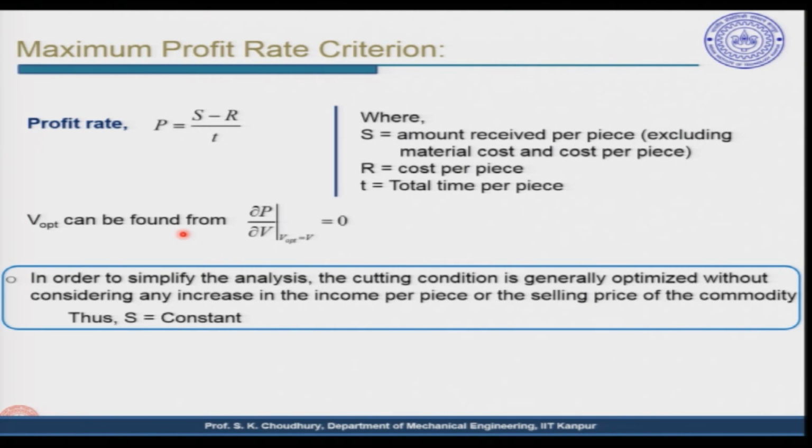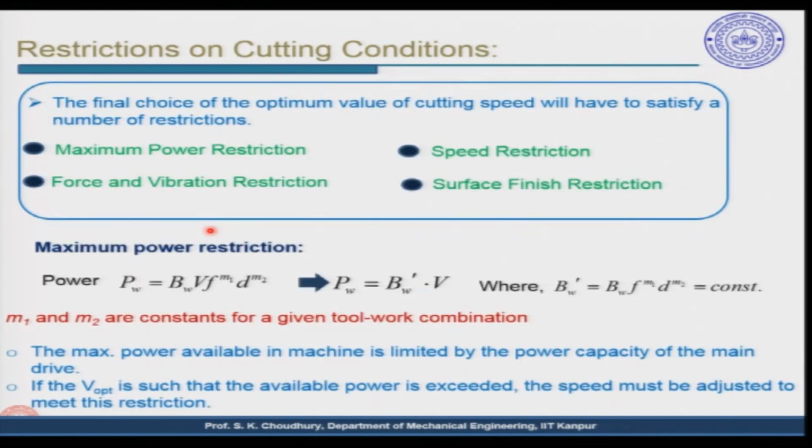Now, once we got these values of V optimum, it is not necessarily that we would be able to use these values. There are certain restrictions, in the sense that there are maximum power restriction, speed restriction, force and vibration restriction, surface finish restriction. Just to give you an example, the maximum power restriction, power can be calculated by this, that is constant Bw, V is velocity, feed and the depth of cut, with the Bw, m1, m2 constants.